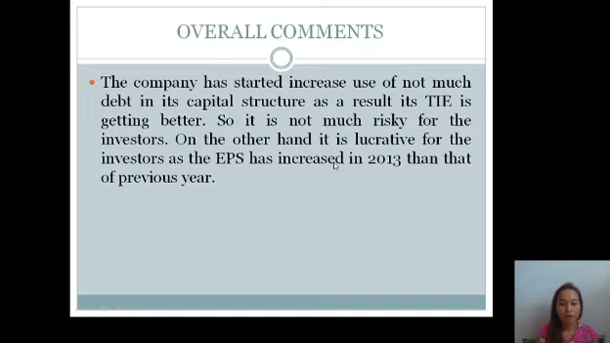So, in overall comments, the company has started increased use of not much debt in its capital structure. As a result, its TIE is getting better. So it is not much risky for the investors. On the other hand, it is lucrative for the investors as the EPS has increased in 2013 than that of the previous year.